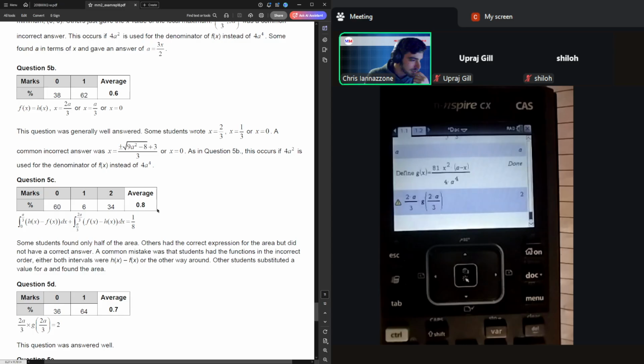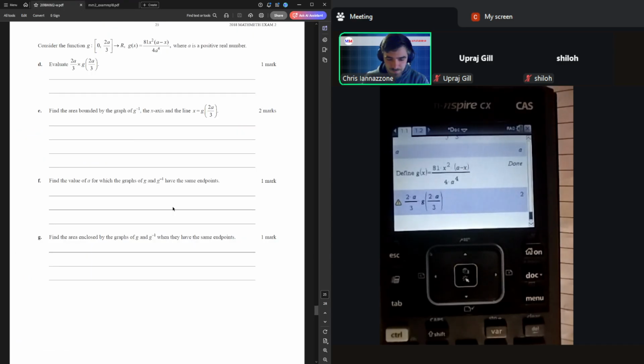I imagine that's kind of why there is significantly less people solving what would otherwise be trivial. But that is kind of funny to see. 64% for something you just plug directly into CAS.